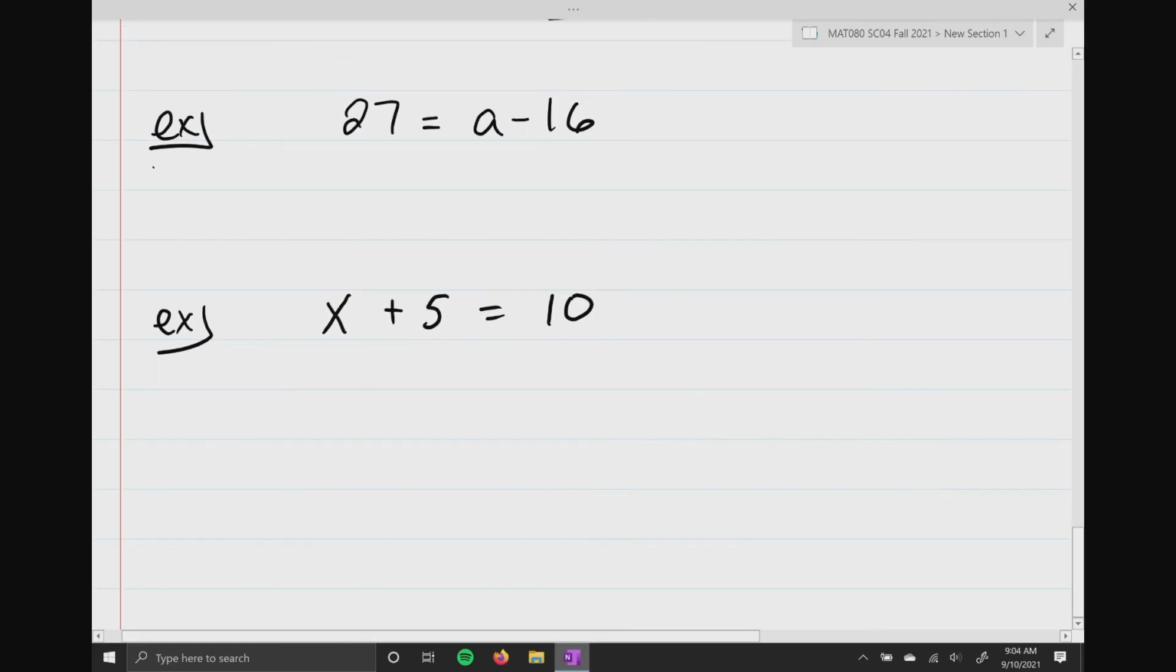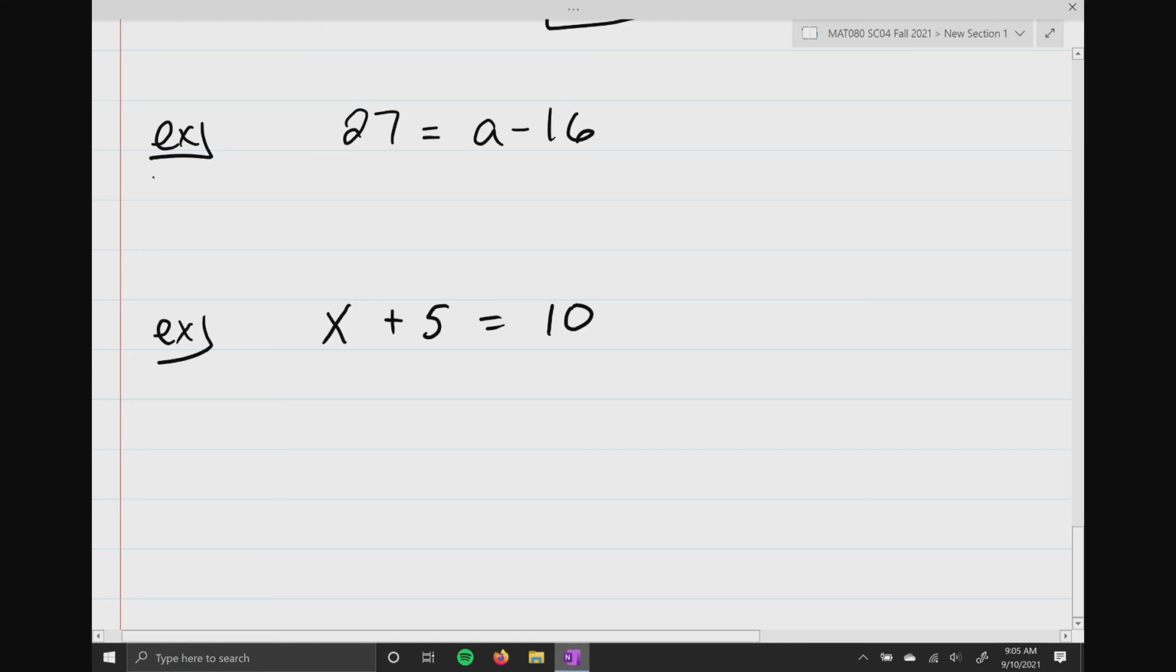Middle example. 27 equals a minus 16. Remember, my goal is to isolate that variable. So I look on the right-hand side because that's where it's contained. And I read it, a minus 16. So that minus 16 needs to go from the right to the left. So it's the opposite side. Therefore, I will do the opposite operation. So on the right-hand side, I get an a. But on the left-hand side, 27 plus 16: 7 plus 6 is 13. Carry the 1. 2 and 1 is 3 plus 1 more is 4. So you get 43 equals a. Or another way you could say that is a equals 43.